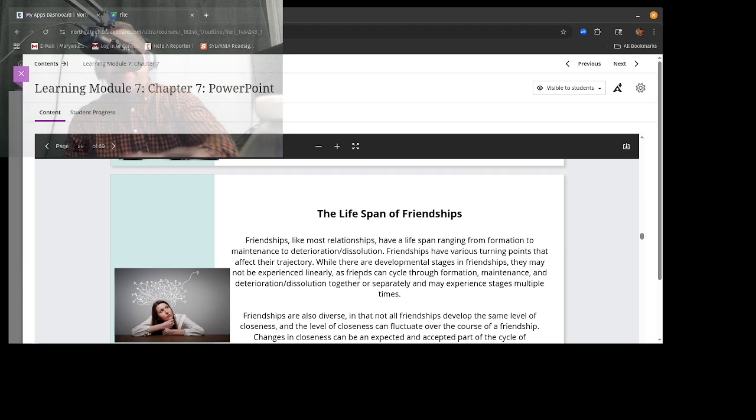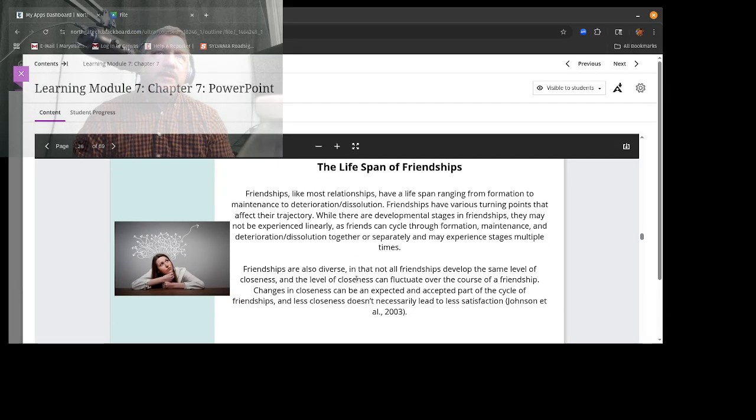When we think about the lifespan of friendships, friendships, like most relationships, have a lifespan. So they're formed, they're being maintained, and they either continue to be maintained or they deteriorate and dissolve. There are also turning points that change their trajectory. While the developmental stages of friendship are not quite linear, as we talked about, they cycle through formation, maintenance, deterioration, and dissolution, and they may experience multiple stages at many different times. You can watch a friendship kind of ride the wave.